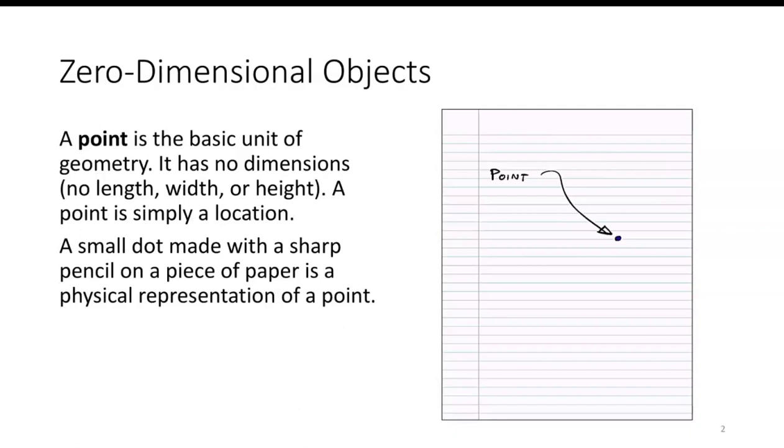A point is the basic unit of geometry. It has no dimensions, and by that I mean there's no length, no width, no height. A point is simply a location. So graphically, a small dot made with a sharp pencil on a piece of paper is a physical representation of a point.